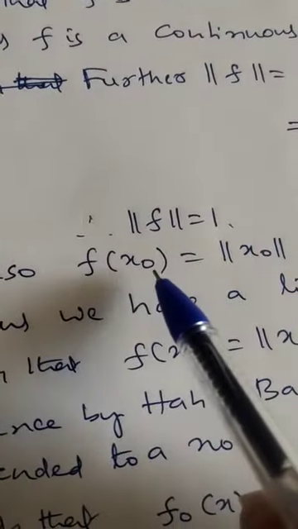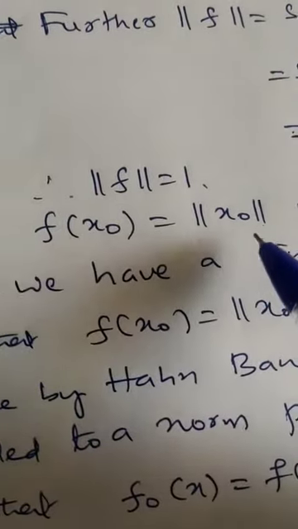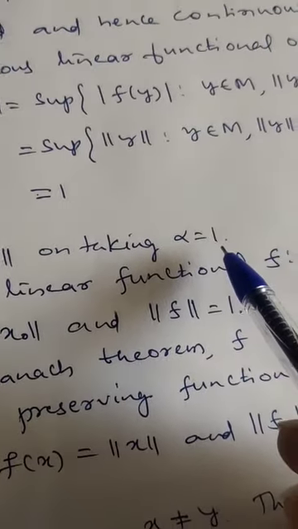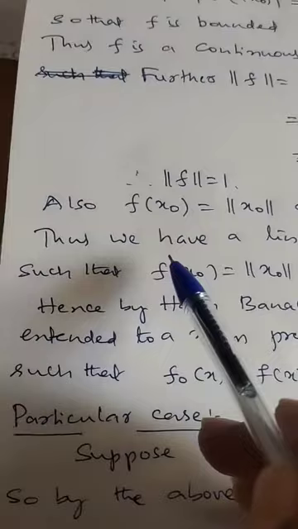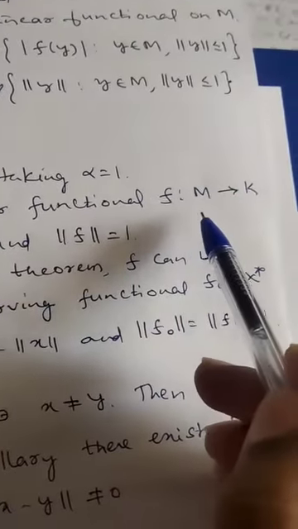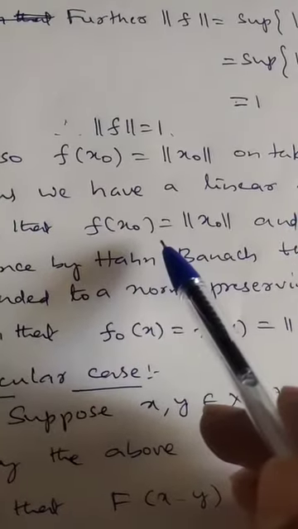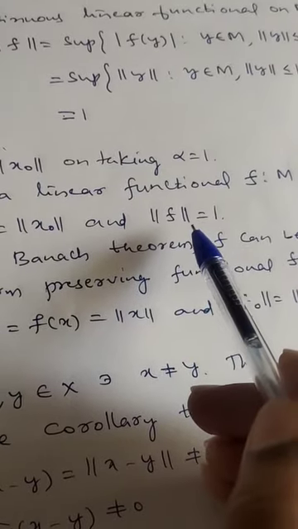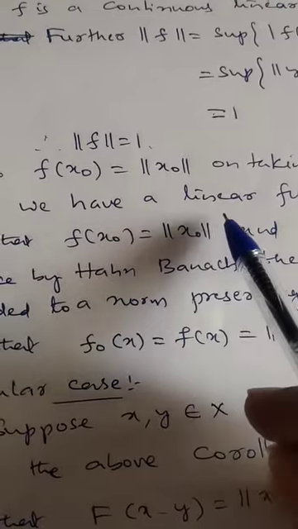Also f of x naught is alpha times norm of x naught. So f of x naught is equal to what? Simply norm of x naught. Here we have taken alpha equal to 1. Thus we have a linear functional f from M to K, that is f belongs to M star, such that f of x naught is equal to norm of x naught and norm of f is equal to 1, which means the conditions of the required corollary are satisfied for the subspace M.